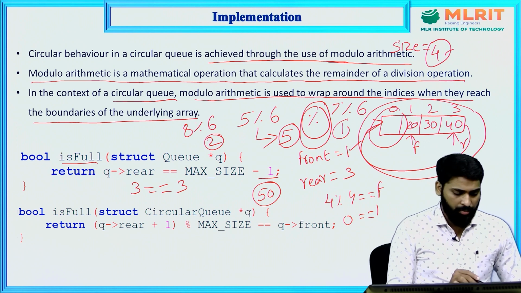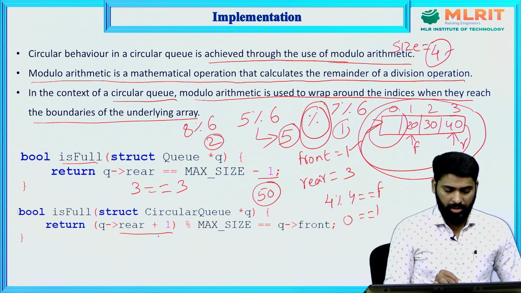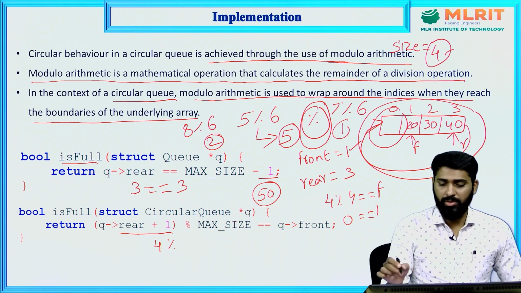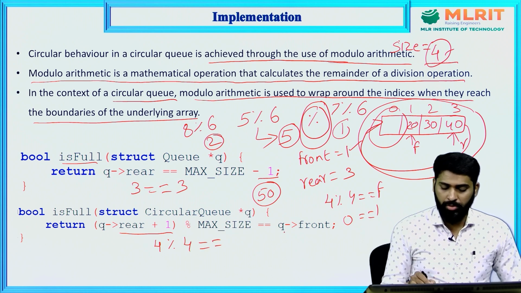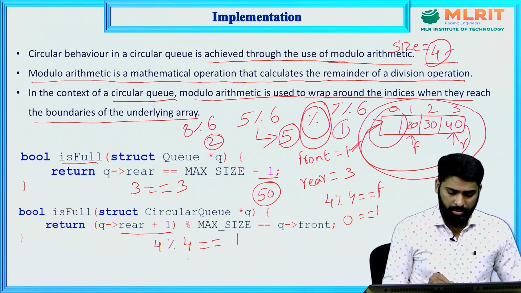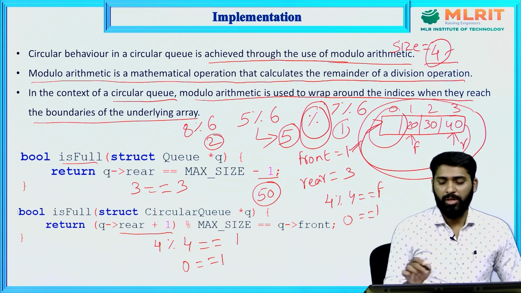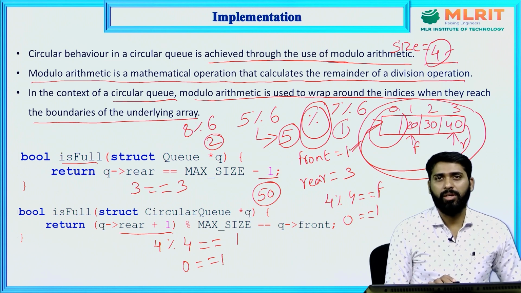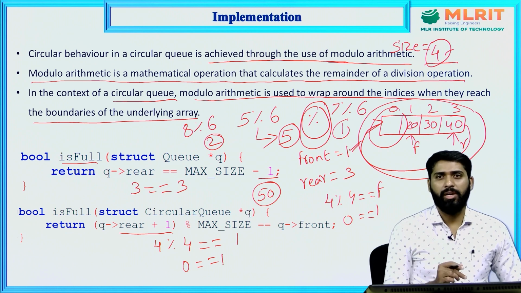Now how do we find isFull? Here, rear plus 1. What is the rear here? 3. 3 plus 1 is 4. Percentage max size. What is the max size? 4. Is it equal to front? What is the front here? 1. So 4 % 4 is 0. Is 0 equal to 1? No. So the queue is not full here. This is the main difference between a normal queue and a circular queue.